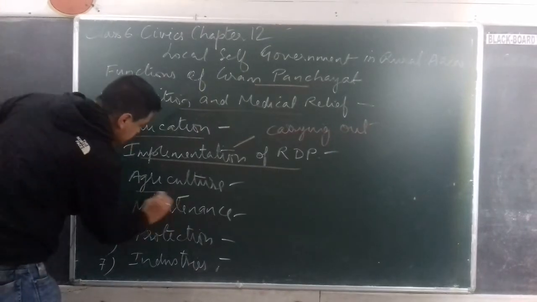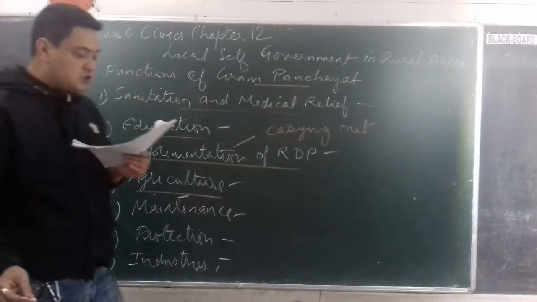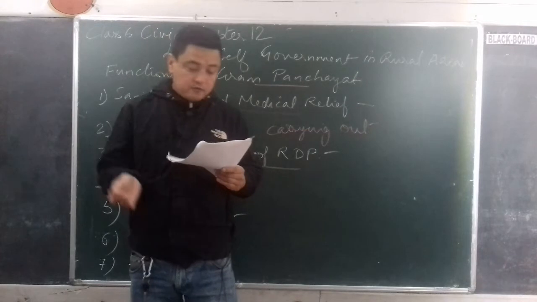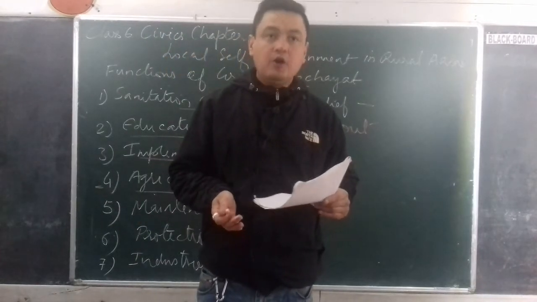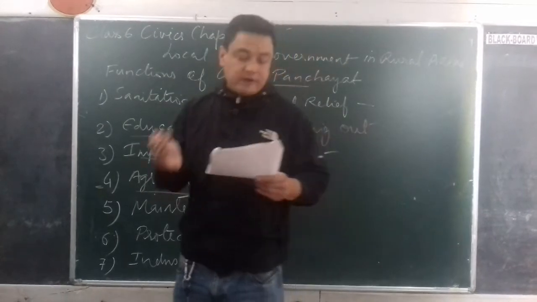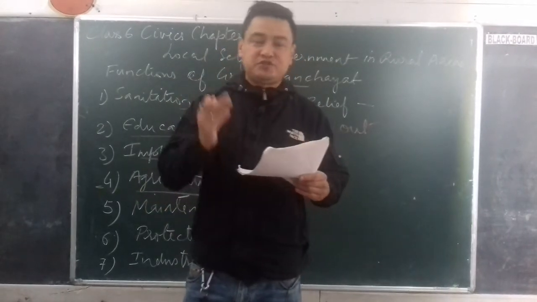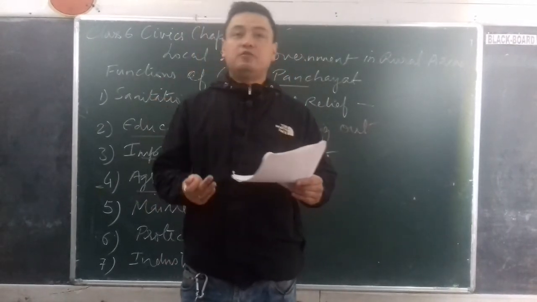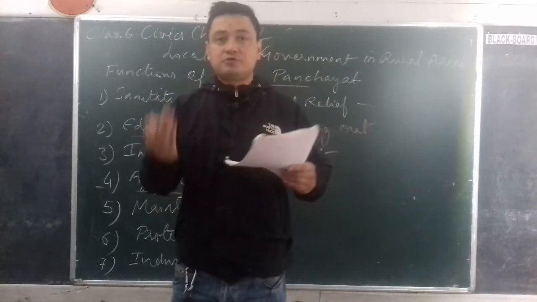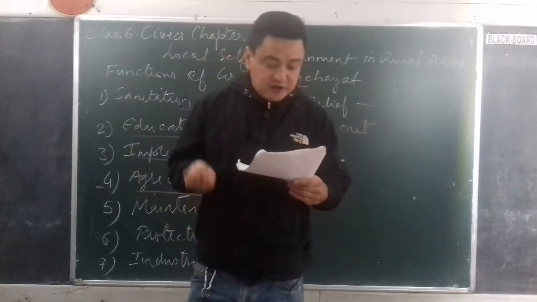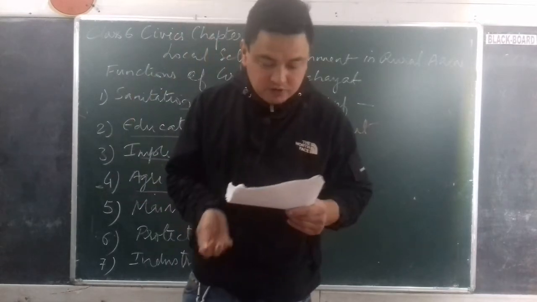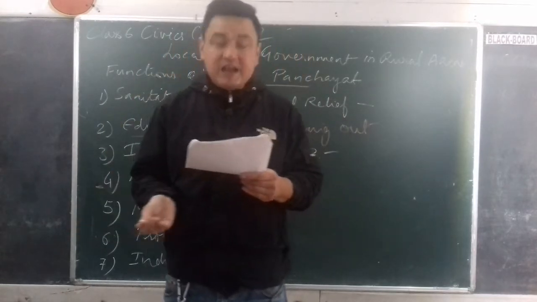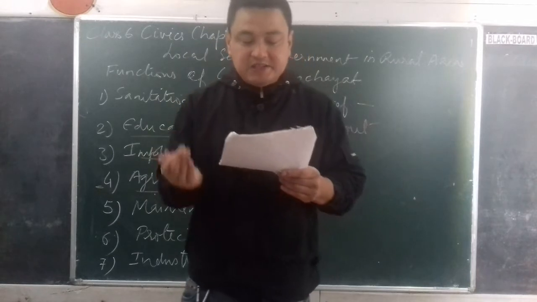Now the fourth function is agriculture. Agriculture means growing of crops, and for growing crops we need water. Water is very essential. So good irrigation facilities should be given in the villages. Irrigation means supply of water should be given to the crops. So good irrigation facilities and better yielding seeds for farming.